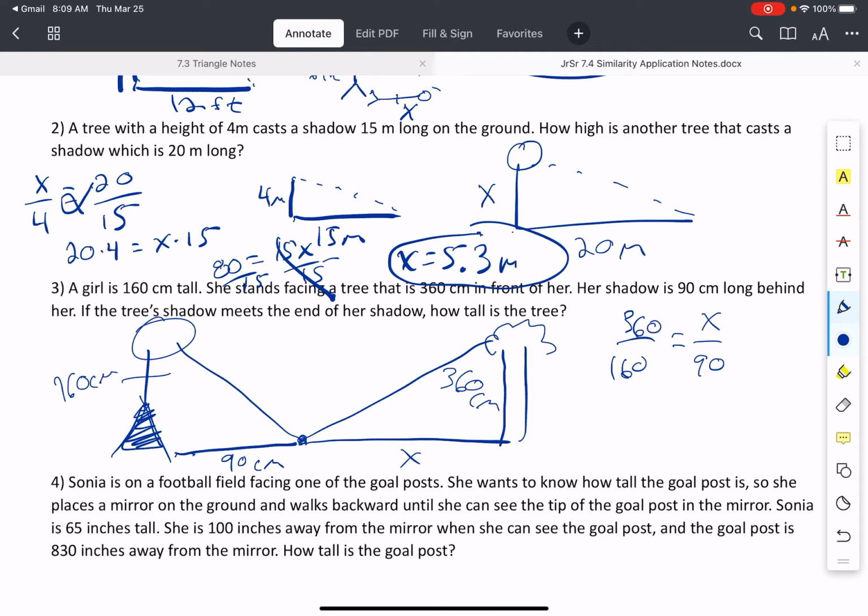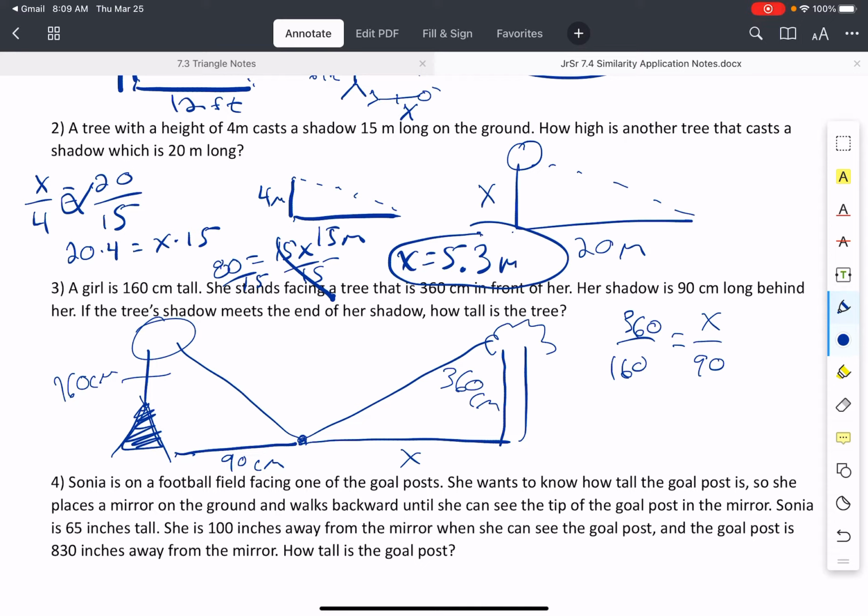Nobody knows which thing it corresponds to. Yeah. So notice 360 and x are in the same triangle, right? And 160 and 90 are in the same triangle? See, I drew my color wrong. I guess I got it.